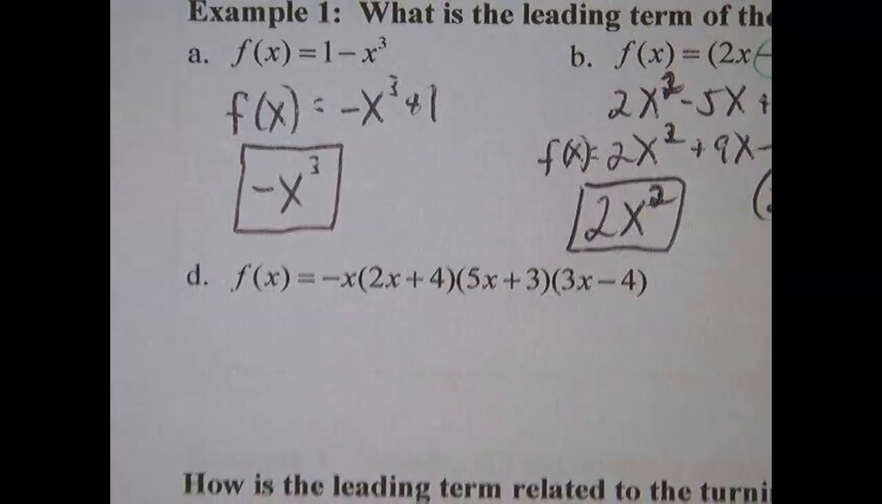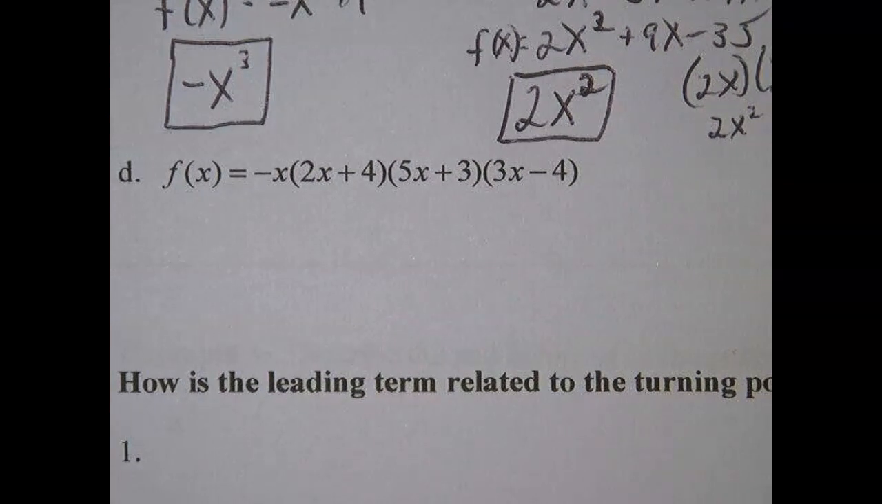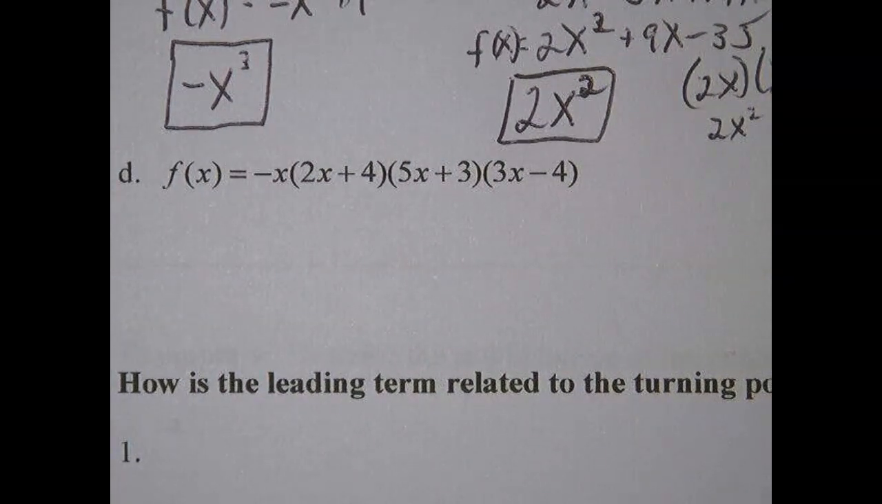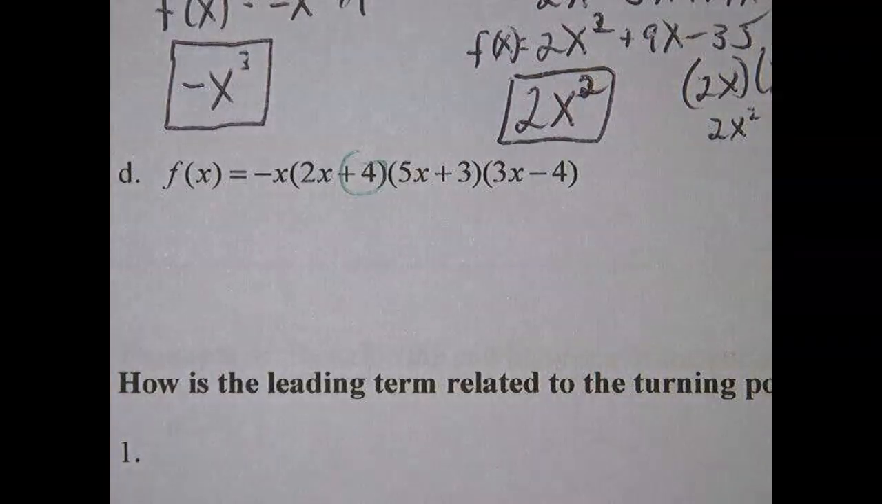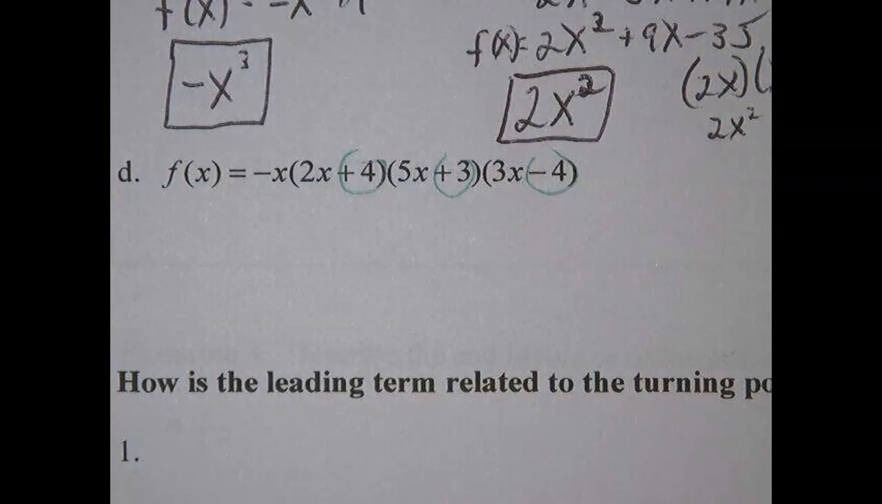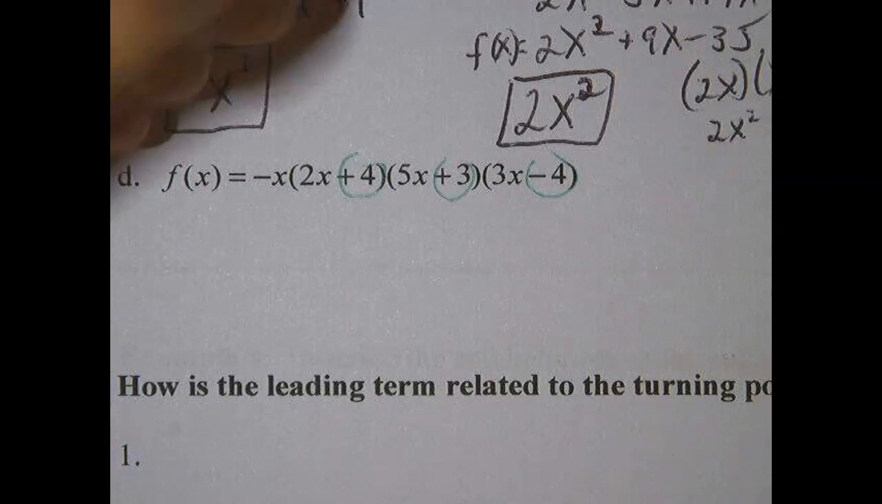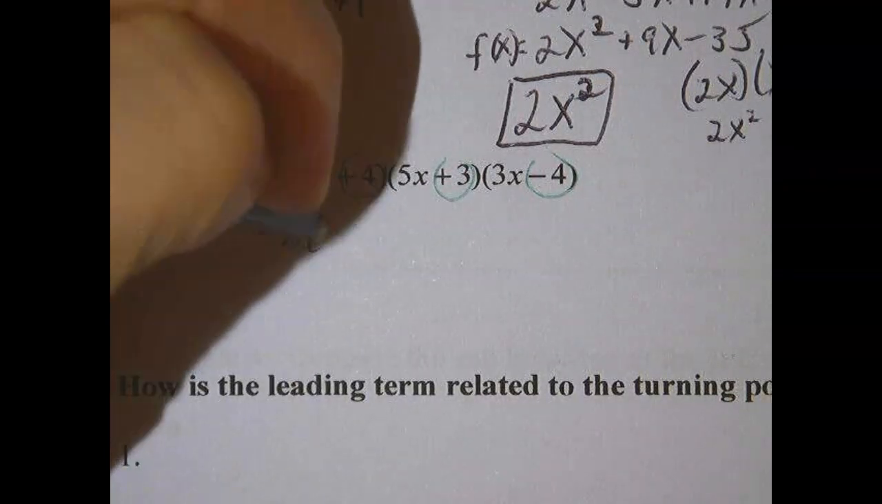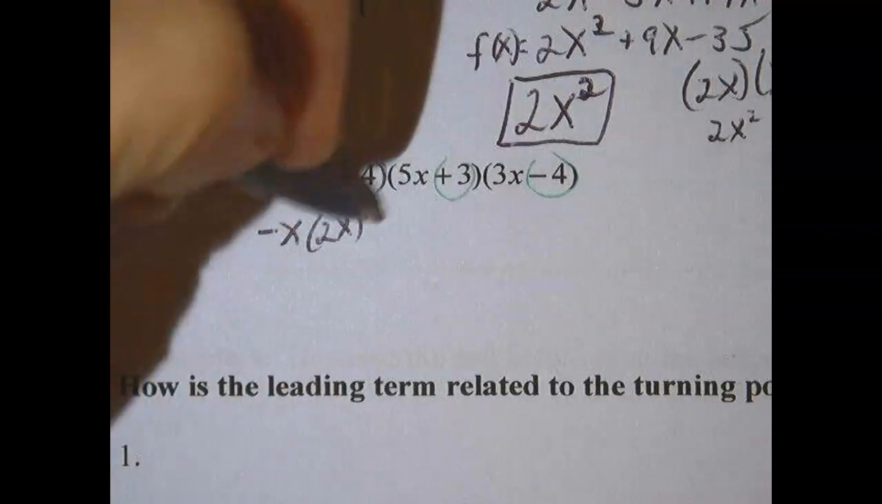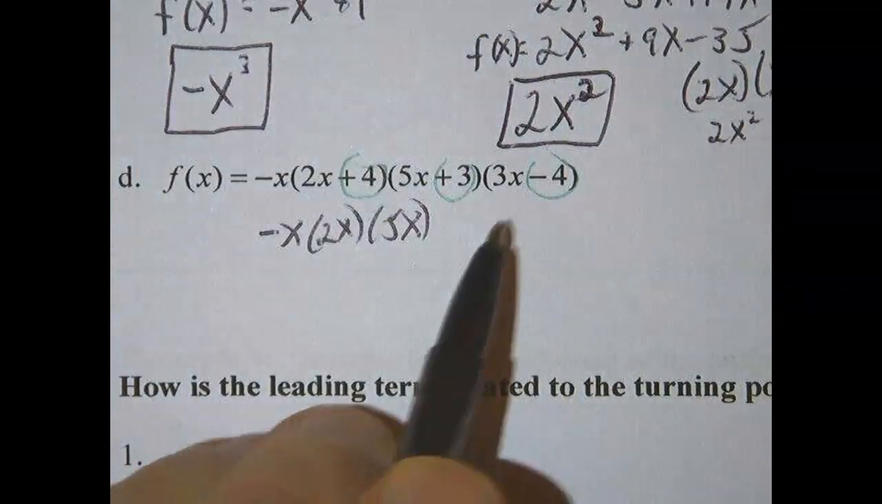All right, let's look at the next one and try the same thing. Again, we can only collapse what's being added or subtracted. So I'm not going to touch that. I'm leaving that there. But I'm going to collapse this away, I'm going to collapse this away, and I'm going to collapse that. Those are just going to disappear because I'm only worried about the first term. So I have negative x times just 2x here times 5x times 3x.